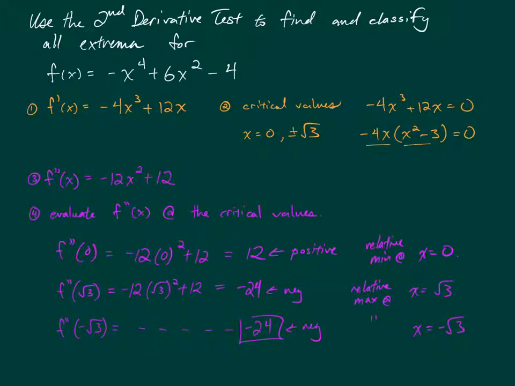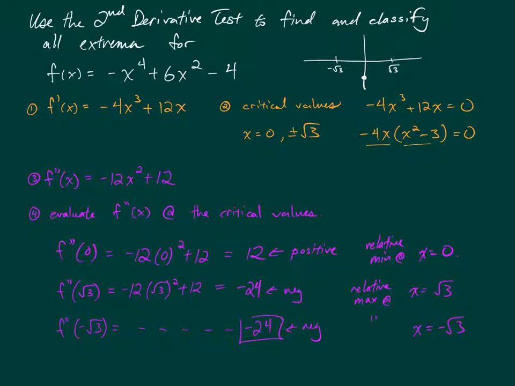And without looking at a graph for this, we can only say that these are relative maxes and mins. Maybe we should draw out a sketch of what this graph looks like. So from a previous math course, I know that there will be a relative minimum at 0, so I'm going to put it down here. That's an x value. And I also know that I have a relative max over here at negative square root of 3 and at positive square root of 3.